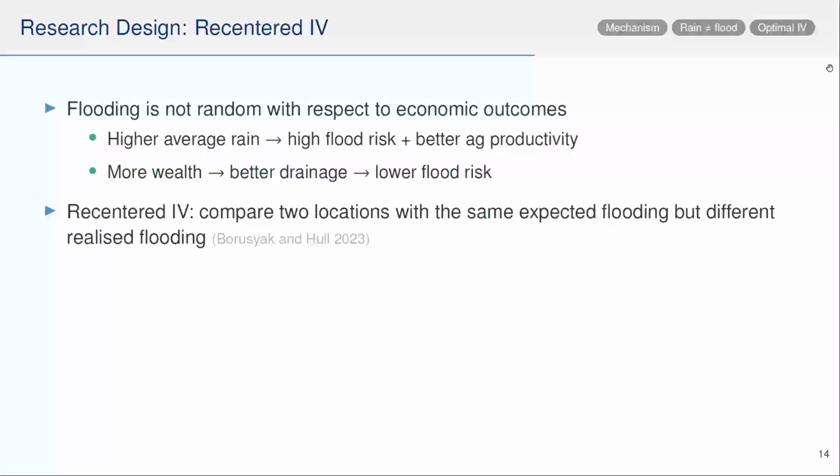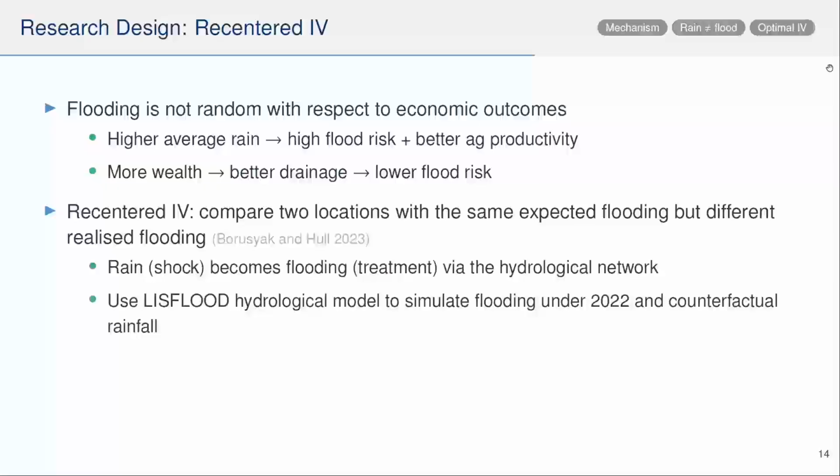To construct expected flooding, we take our knowledge of the fact that rainfall becomes flooding via hydrology, and we model flooding using a hydrological model. We're going to predict flooding using the 2022 rainfall and every other past rainfall pattern from the last 20 years, and average that, which gives us expected exposure. And we're going to instrument for our satellite measure of flooding using the hydrological prediction, controlling for the expected hydrological prediction.